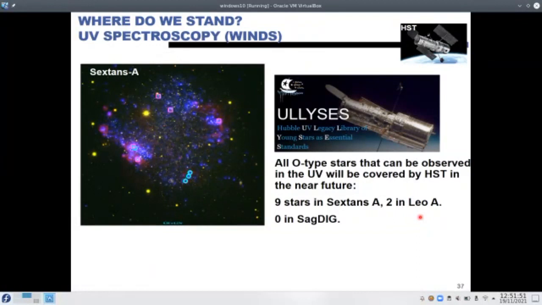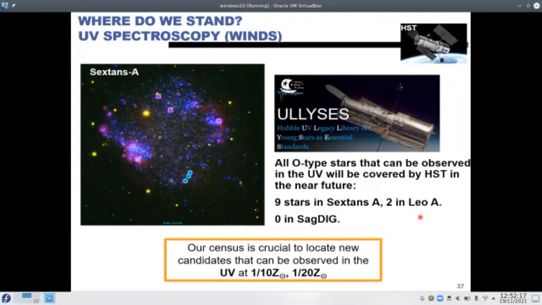And the same thing happens when we go to the ultraviolet, which is what we need to study the winds of massive stars. At the moment, from the census that have been published, there's a list of 9 stars in Sextans A that can be observed with the Hubble Space Telescope, 2 in Leo A and none in SagDIG. These are the galaxies that we are working on. And of course, all our work is going to be crucial to locate new candidates that can be observed in ultraviolet to understand how the winds of this kind of stars work.